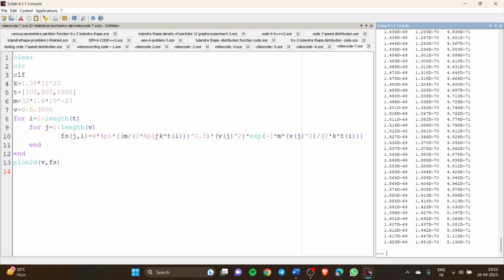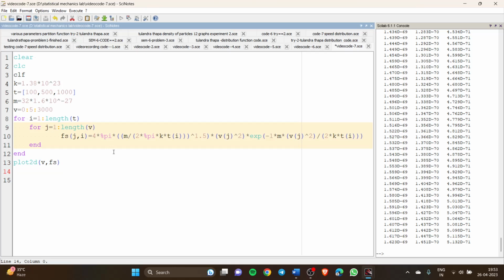4 pi m upon 2 pi k T[i] to the power 3 by 2, v to the power square, exponential minus... So we have to do this only, and then we have to find the maximum mode. So we can write this like this, a comma b, and we can put it into a for loop for calculating for all of them. So we put them into a for loop for j, and for i. So we again put it like this, Control C, and we paste it with Control V, and again Control V. Sorry.